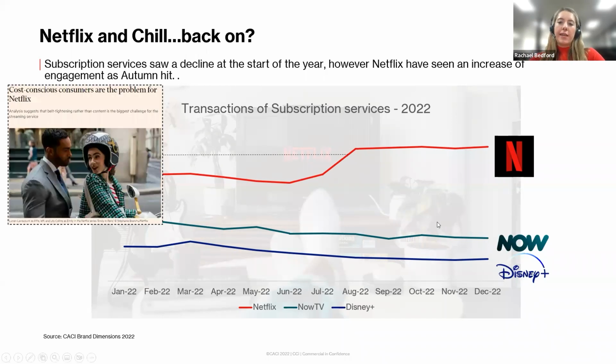This is in line with the time where across the media, it was advertised that people would reduce their subscription services and Netflix share price took a drop. However, it seems that we can't all live without Emily in Paris, and consumers have re-engaged with the platform, with other subscription services suffering instead.